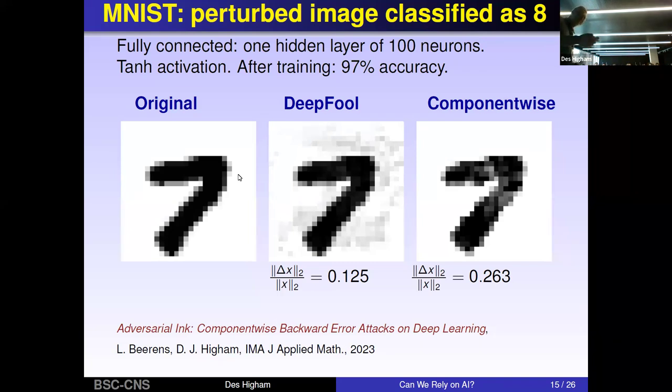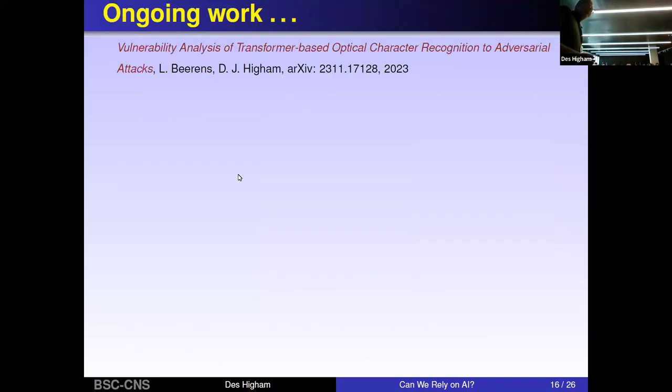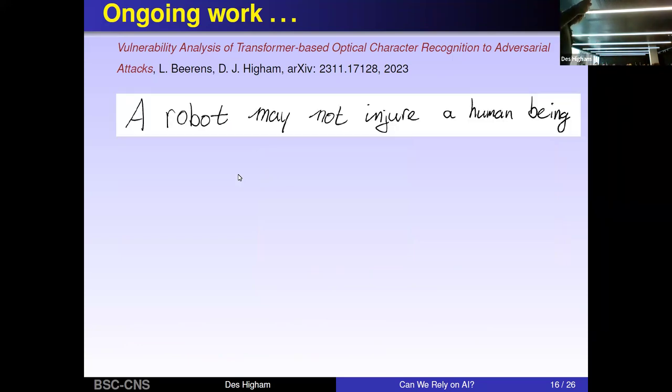My PhD student Lucas also has now moved on to optical character recognition. So here we're analyzing handwritten strings, so sentences, if you like. Handwritten sentences get scanned in, sent to the computer, and the computer is asked to interpret that handwritten sentence. Here we're looking at transformer technology. This is the cutting edge technology for doing optical character recognition. So it doesn't just go letter by letter. This technology looks at the whole sentence.